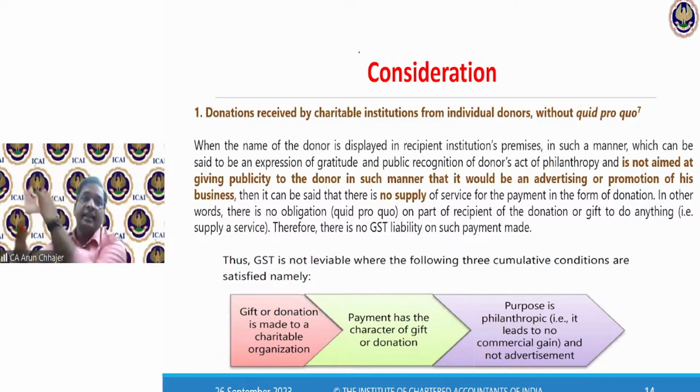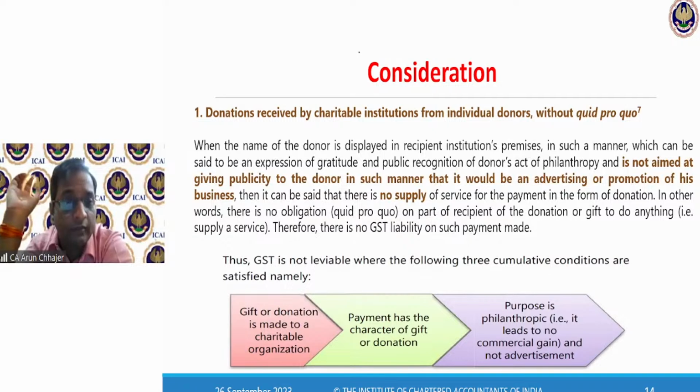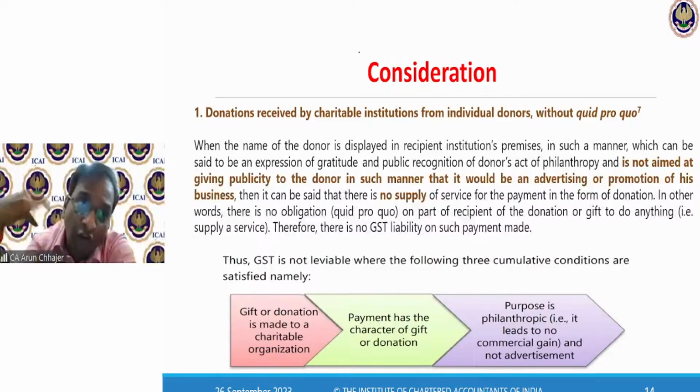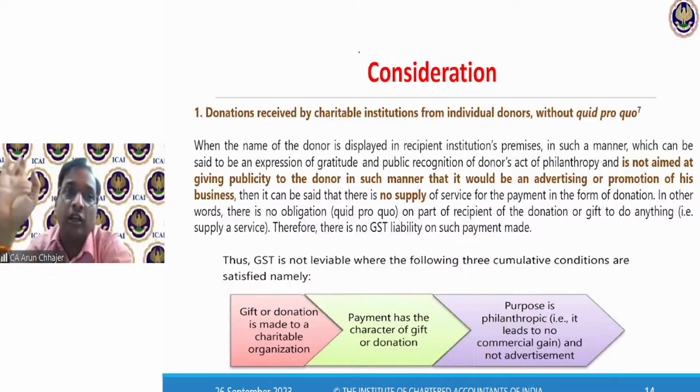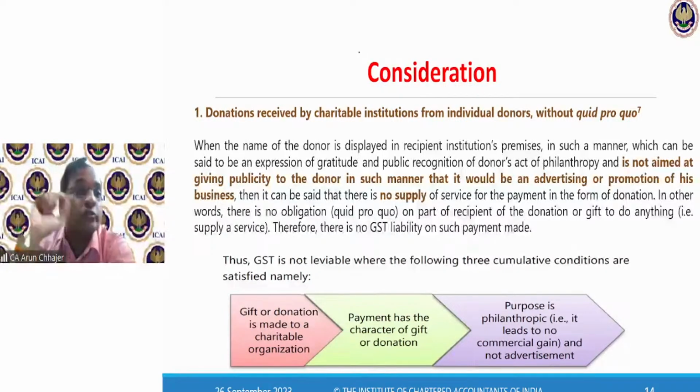So it says donation received by charitable institution from an individual donor without quid pro quo. It means, let's say I have given a donation of 10 lakh rupees to one institute, and in response to my donation, I'm not getting anything. I'm not expecting that they will promote my name or my business. I'm an individual donor and my business name is not being promoted. In that case, it is without quid pro quo. So it is not consideration, and this transaction will not be taxable.